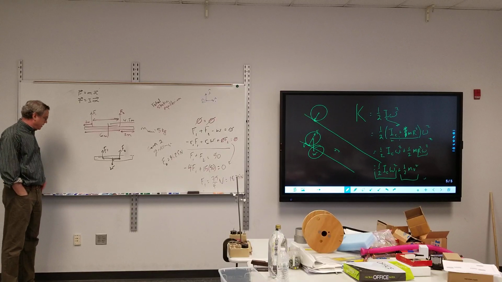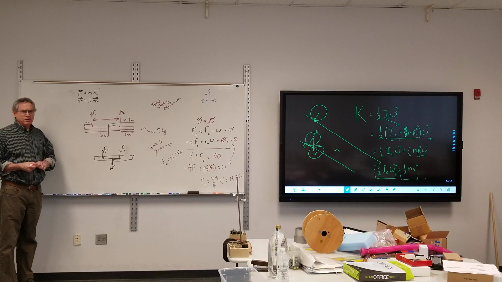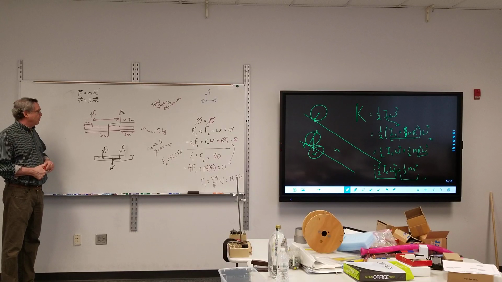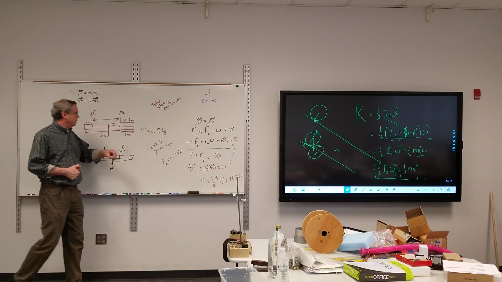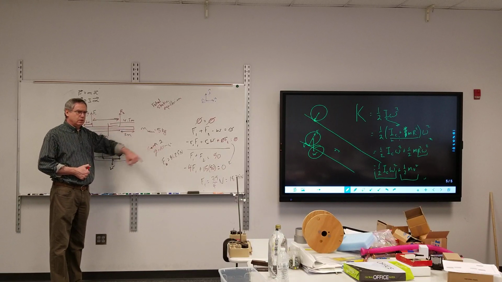I can do another check. I know since my axis of rotation is irrelevant, How did you get F1 plus F2 equals 50? The weight is mg, 5 kilograms, that's 10 meters per second squared. Oh, okay.